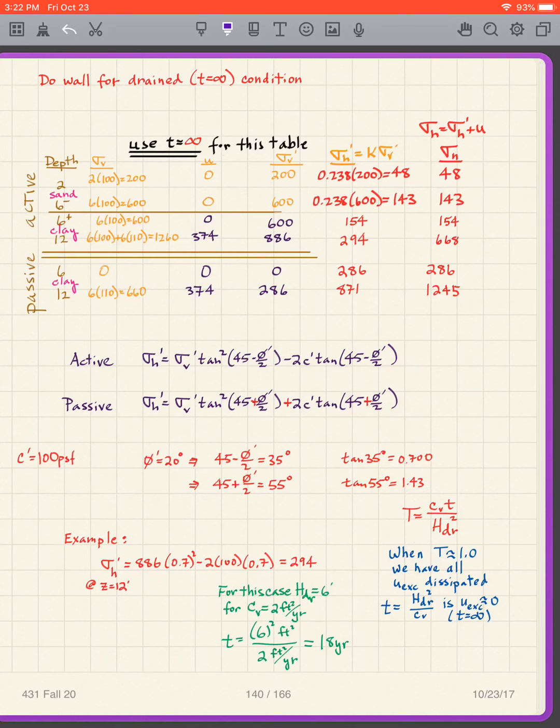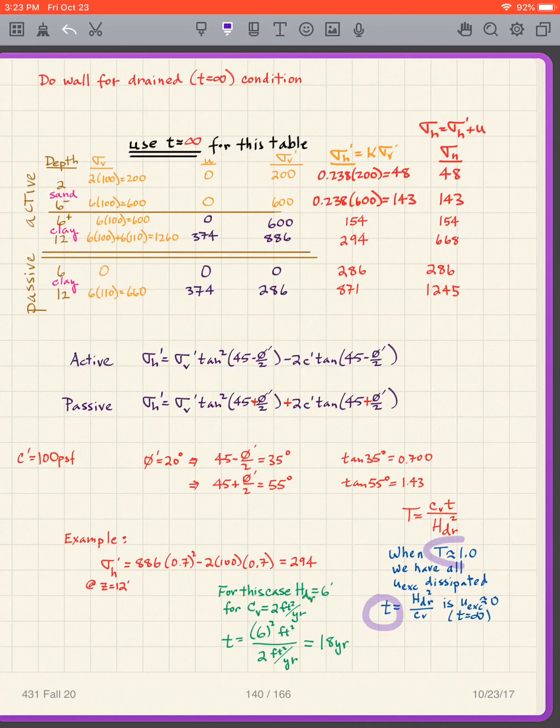Generally, as a rule of thumb, it's simple, it's not exact, but when capital T is approximately equal to 1, then we say that we have dissipated all of our U excess approximately. So if we take capital T equal to 1 and solve for small t, which is the actual time, using C sub v and HDR, then we can make an estimate of what time t, small t, is t equals infinity.